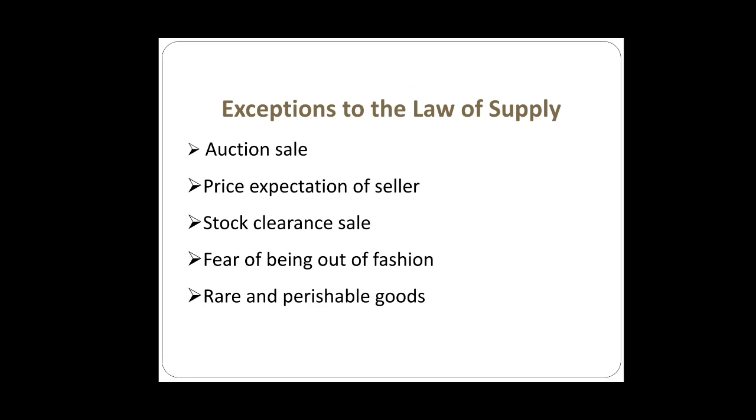If the seller expects that the price of the commodity is going to fall in near future, he will try to sell more even if the present price is very low. On the other hand, if the seller expects a rise in the price of a commodity in near future, he will not sell more even if the price level is high, which is against the law of supply.